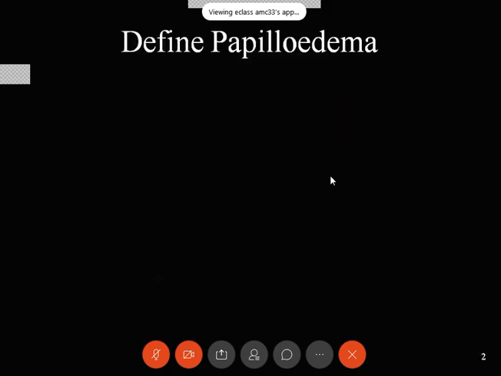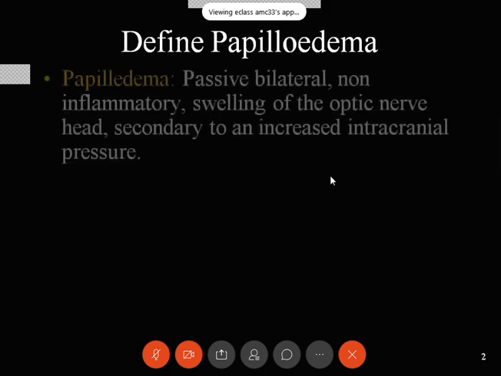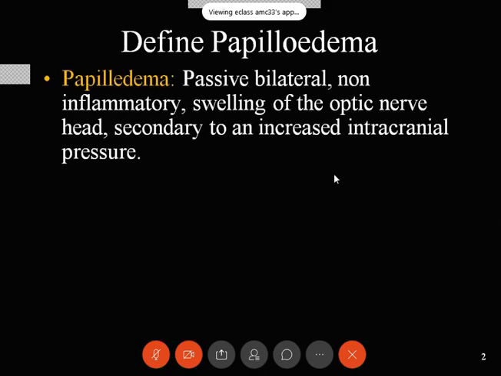Definition of papilledema. Papilledema is defined as a passive, bilateral, non-inflammatory swelling of the optic nerve head, secondary to increased intracranial pressure. It is a passive edema of the optic nerve head secondary to raised intracranial tension, raised intracranial pressure. It is bilateral and non-inflammatory.